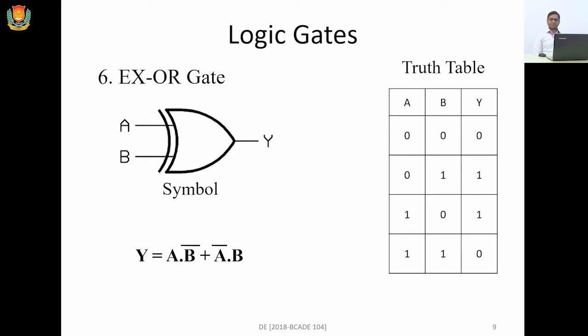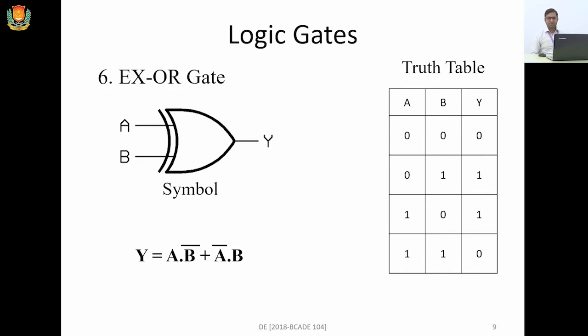In the three inputs case, we will see it in Boolean algebra. The symbol is this, and the output expression is Y equals A B bar plus A bar B. To remember this expression, one of the inputs is complemented. Suppose we have two inputs A and B. It means first B bar with A, and ORing with A bar with B. It is the exclusive OR.